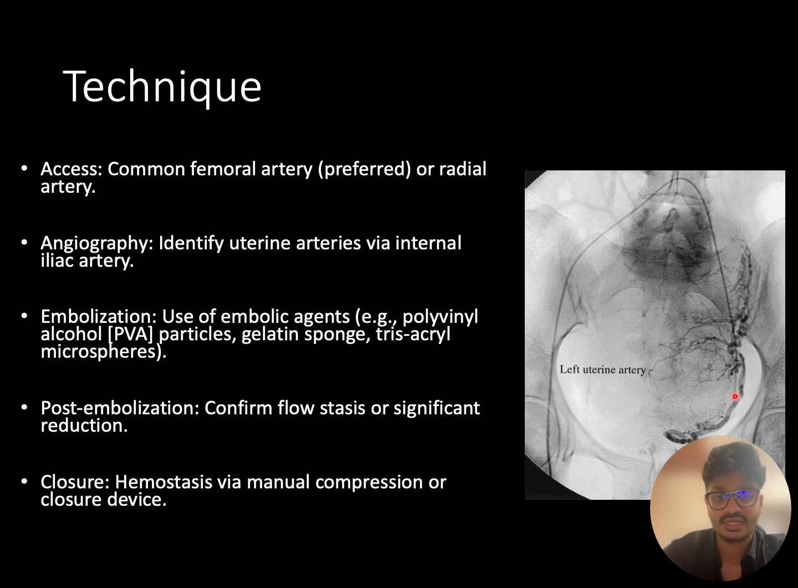Once you have reached the point where you want to reach, that is the uterine artery, you can start with the embolization, and embolizing agents can be many. You can go ahead with PVA, Embospheres, or gelatin. And when do you stop embolization? You stop it when there is a significant reduction in the vascularity, or you find flow stasis within the uterine artery.